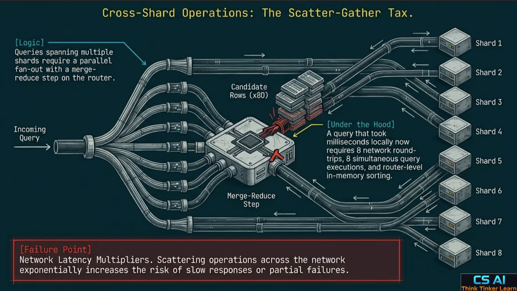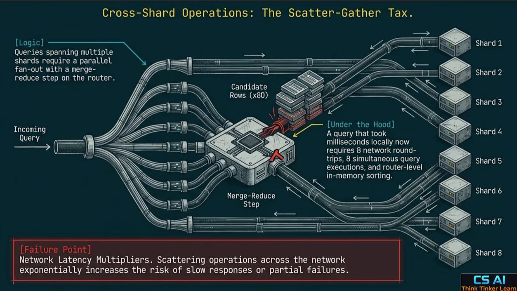Now, let's discuss cross-shard operations, the scatter-gather tax. The logic is that queries spanning multiple shards require a parallel fan-out with a merge-reduce step on the router. An incoming query is fanned out to multiple shards, shard 1 to shard 8. The results, candidate rows x80, are then collected and processed by a merge-reduce step.